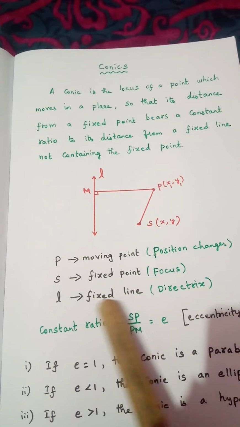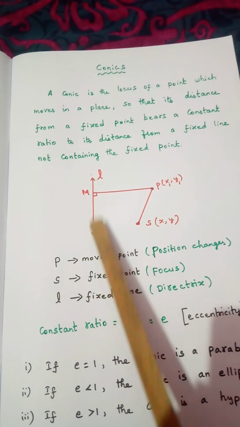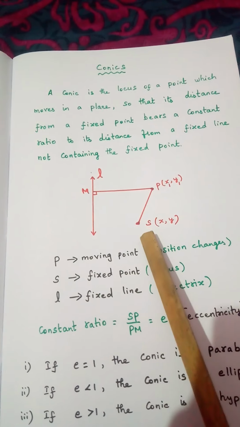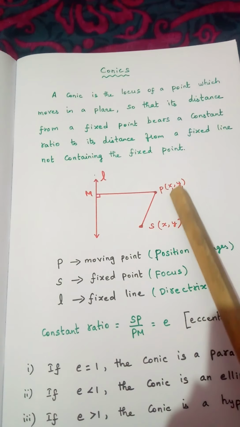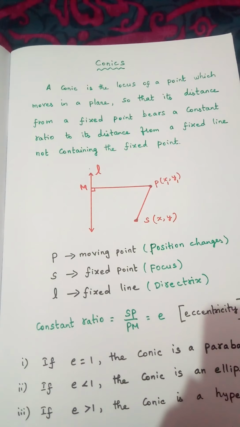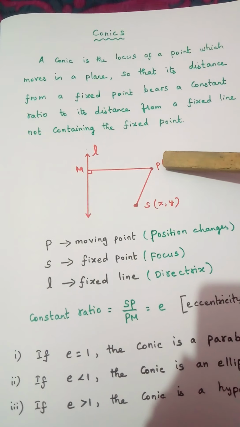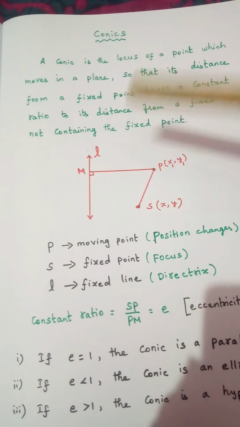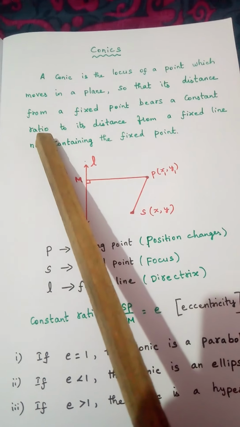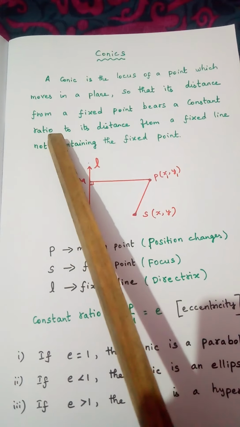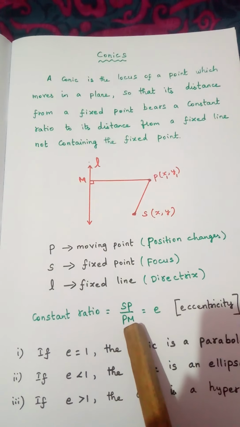And L is nothing but fixed line. This is called L. This is fixed line, this will not move. So this point S is fixed. Only the moving point is P, P of x1 comma y1. Now what is the condition we are imposing is, this point P moves such that it bears a constant ratio. That constant ratio is called SP by PM.